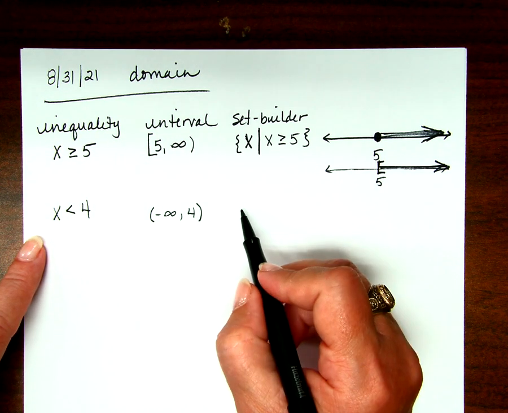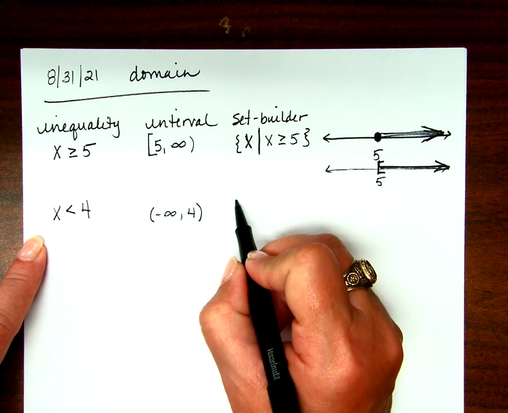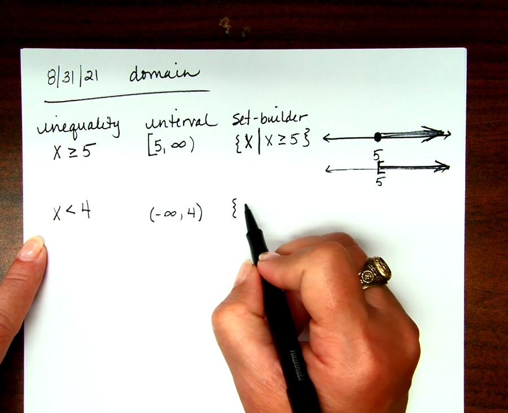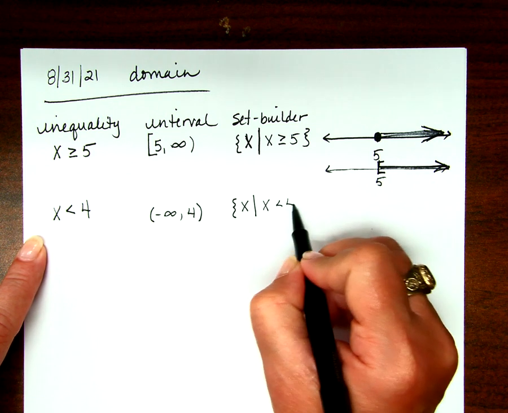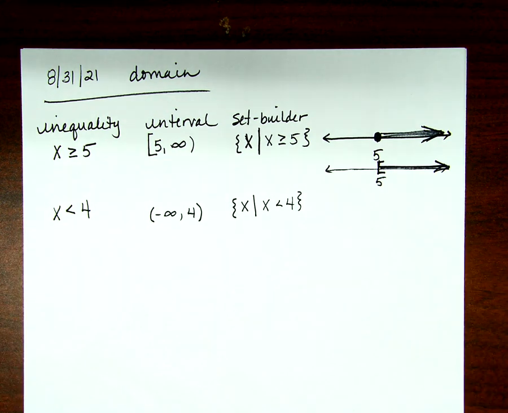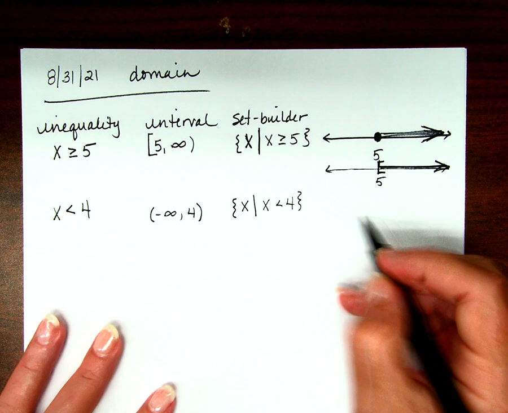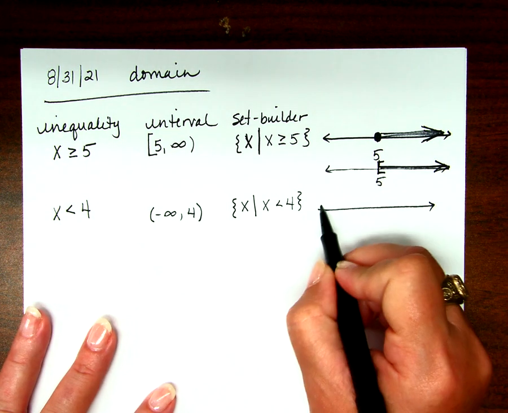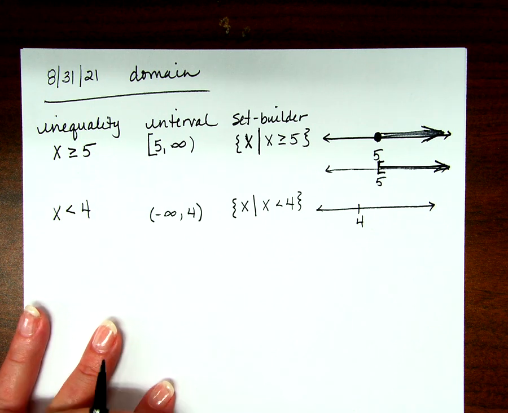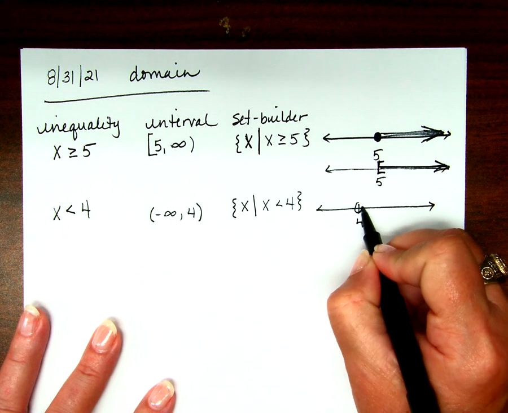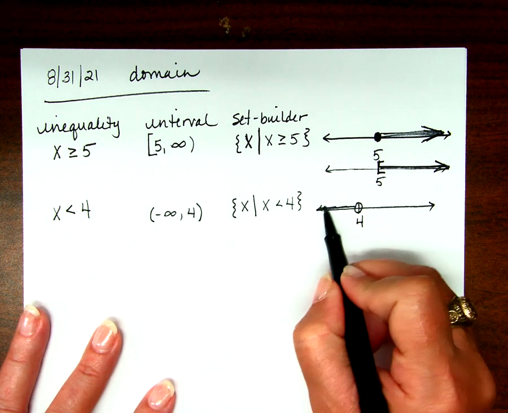What does it look like then in set builder notation? Brace x such that x is less than 4. What's the graph look like? There's 4. Would it be open or closed? Open, because 4 is not included. And then I have an arrow to the left.